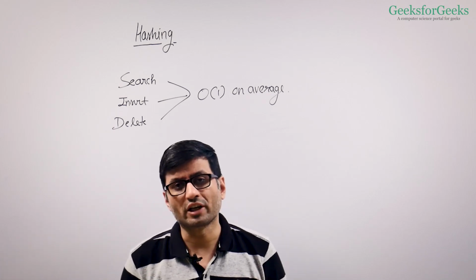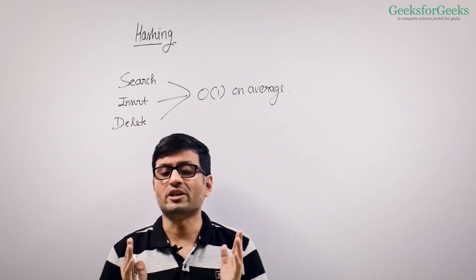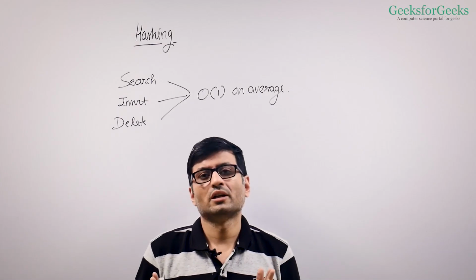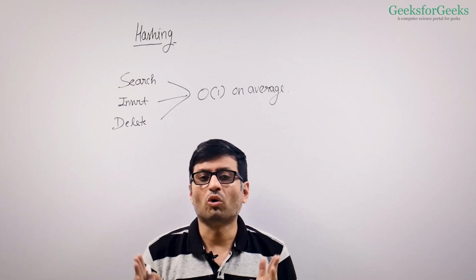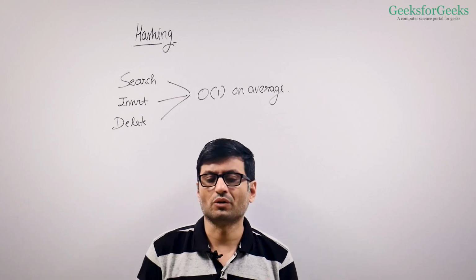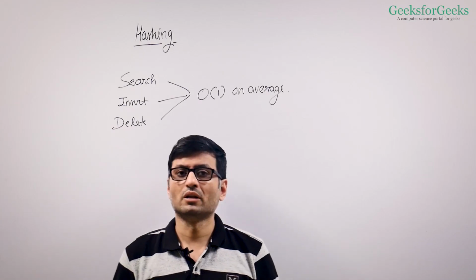If you store the data in unsorted way, then your insert and delete become big O of 1 on average, and search becomes big O of n. So with arrays, you always have at least one operation which is big O of n. If you're maintaining in sorted form, then insert and delete both are big O of n.